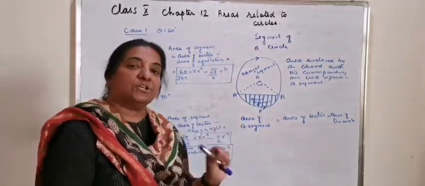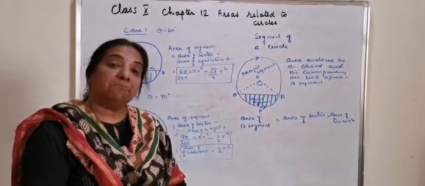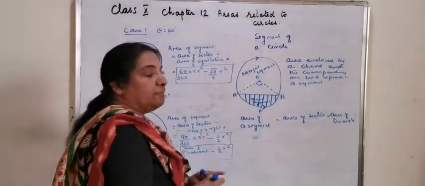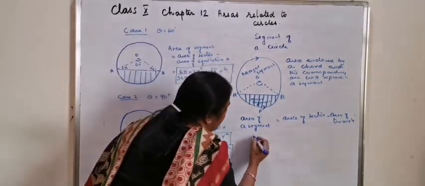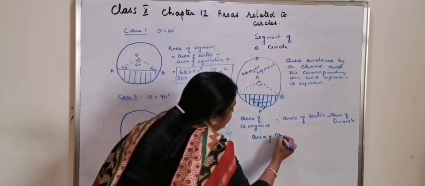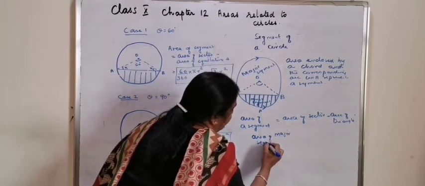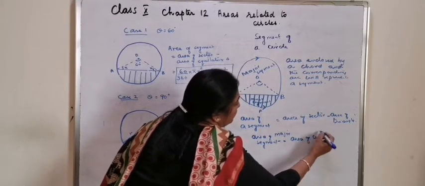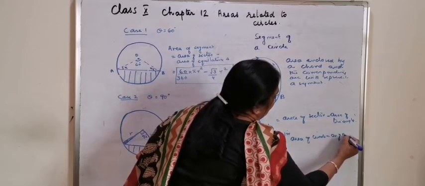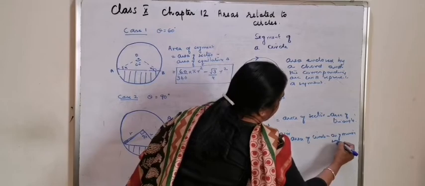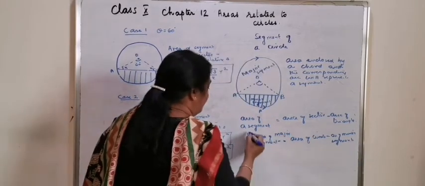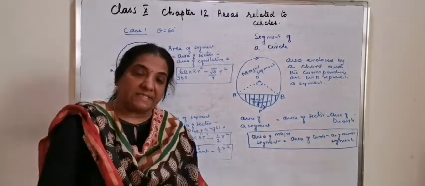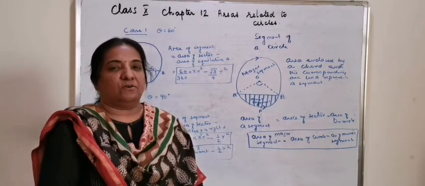Area of a segment normally means the area of a minor segment. So, how do you calculate the area of a major segment? Area of major segment is equal to area of circle minus area of minor segment. If area of major segment is asked, you have to first calculate the area of minor segment and subtract it from the area of circle.